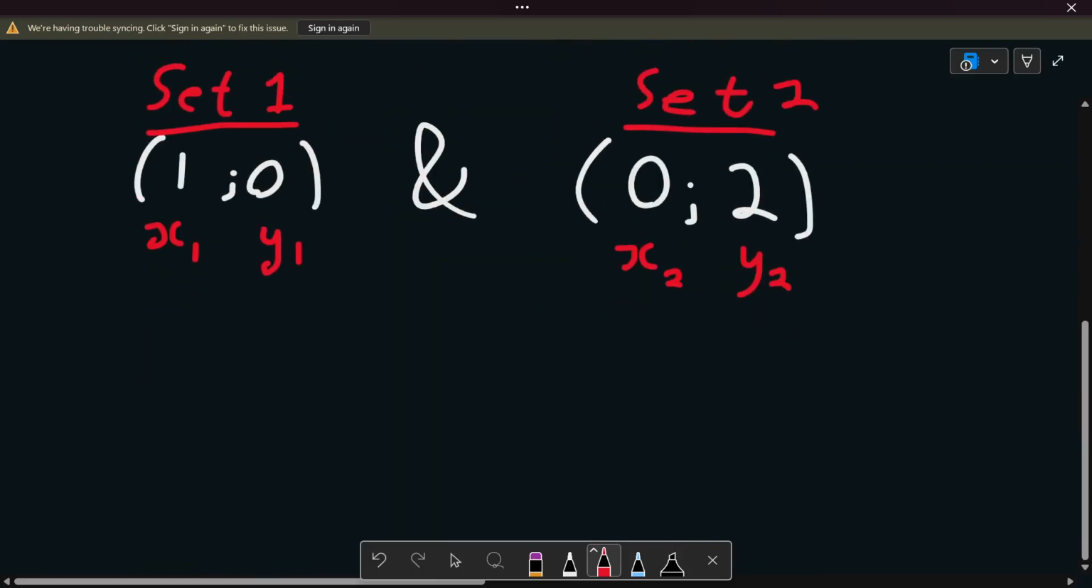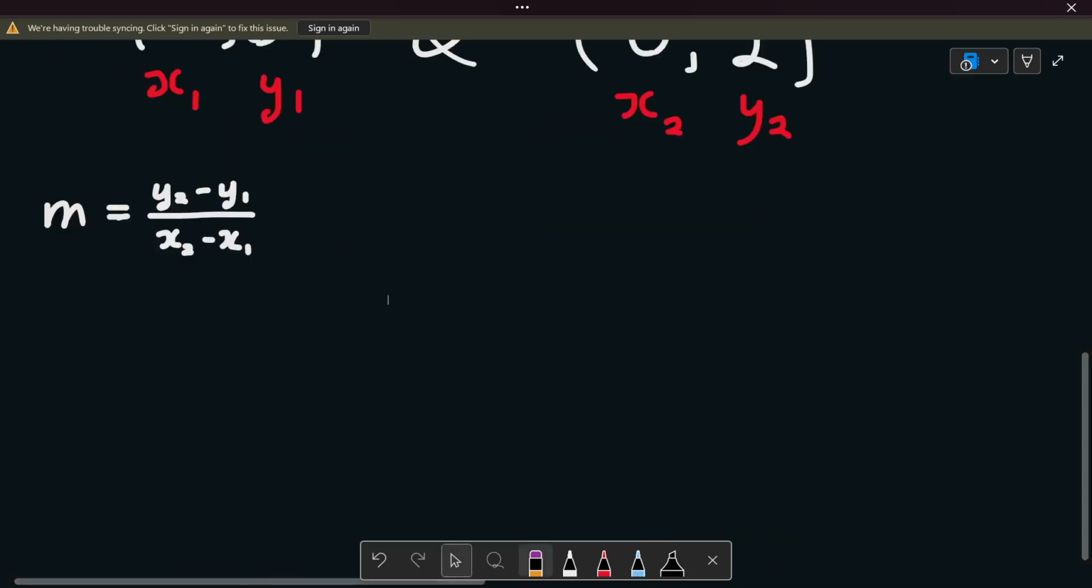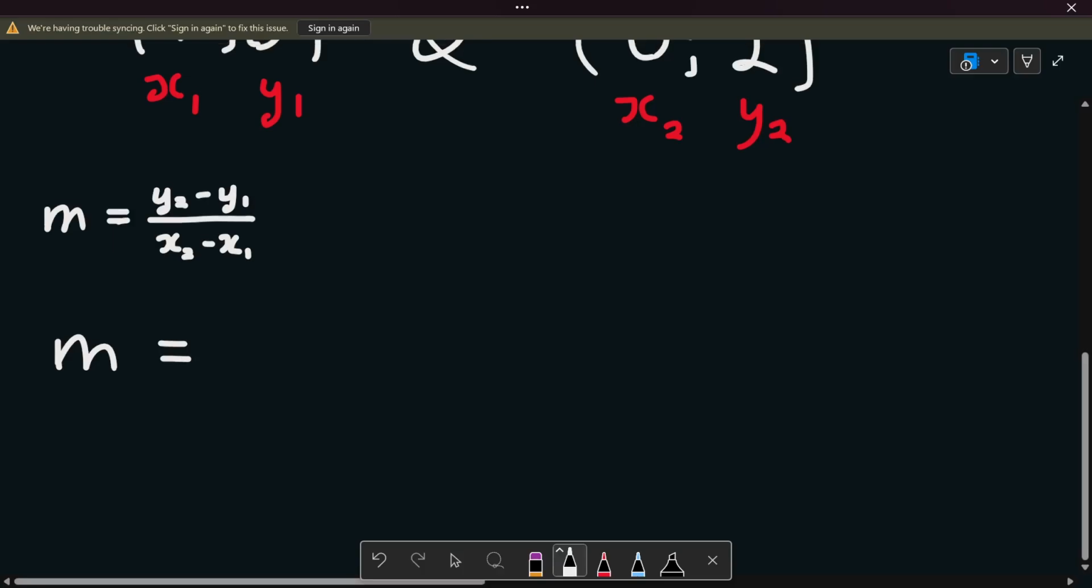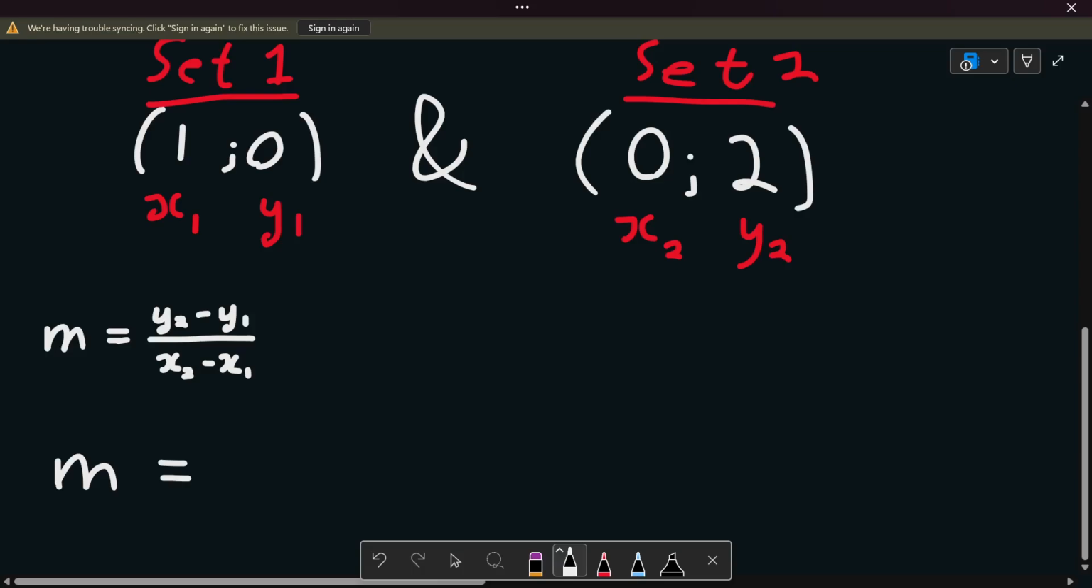So that's what we do. We use the gradient formula and we just plug in the values. If I take this gradient formula over here and copy and paste it, okay, here's our gradient formula, right? So we're just going to plug in the values right now. So m is just going to be equal to... let me get the coordinates here. We first want to look at y2. What is y2? We can see that y2 is right over here, which is just equal to 2.